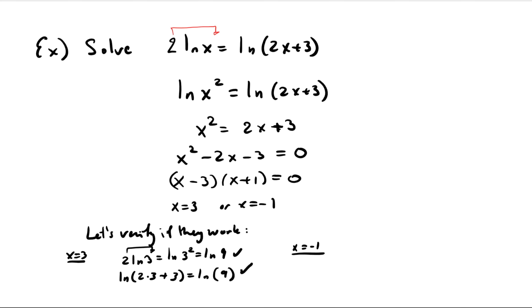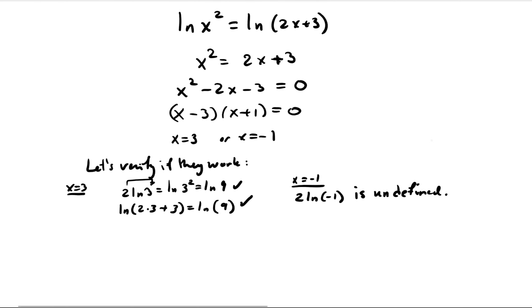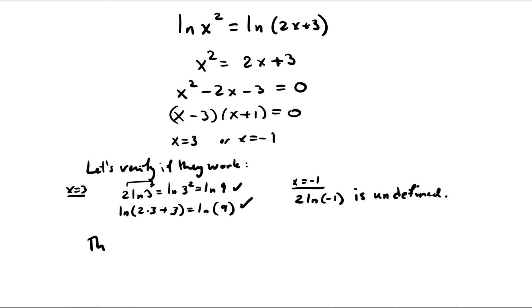x equals -1. If I look at the left-hand side, it's going to be 2 ln of -1. And this is where, okay, you get something that's undefined. Okay, maybe I should write it fully, is undefined. So this is not a valid solution. So the only solution would be x equals 3.